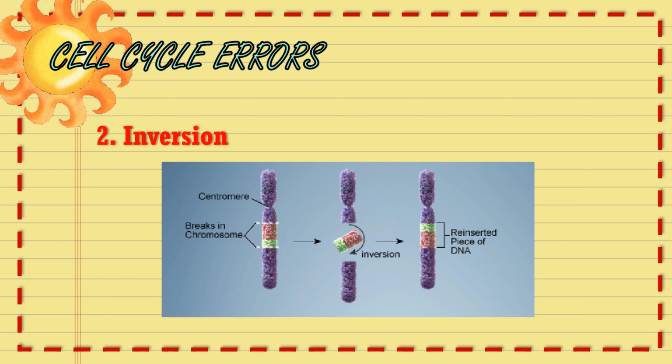The second example of chromosomal mutation is inversion. In inversion, a chromosome segment breaks off, flips around, and then reattaches. As you can see in the illustration, an inversion is happening on the segment of the chromosome, and then it is reinserted in the piece of the DNA.